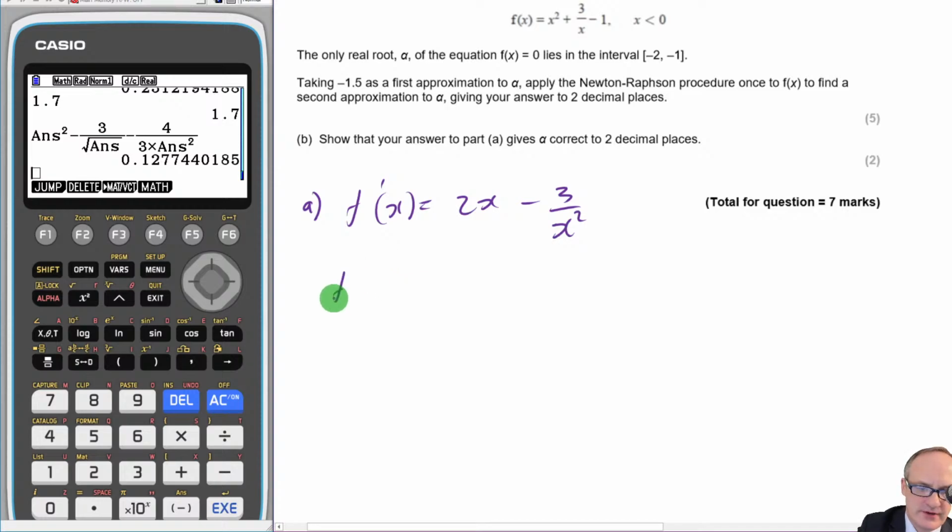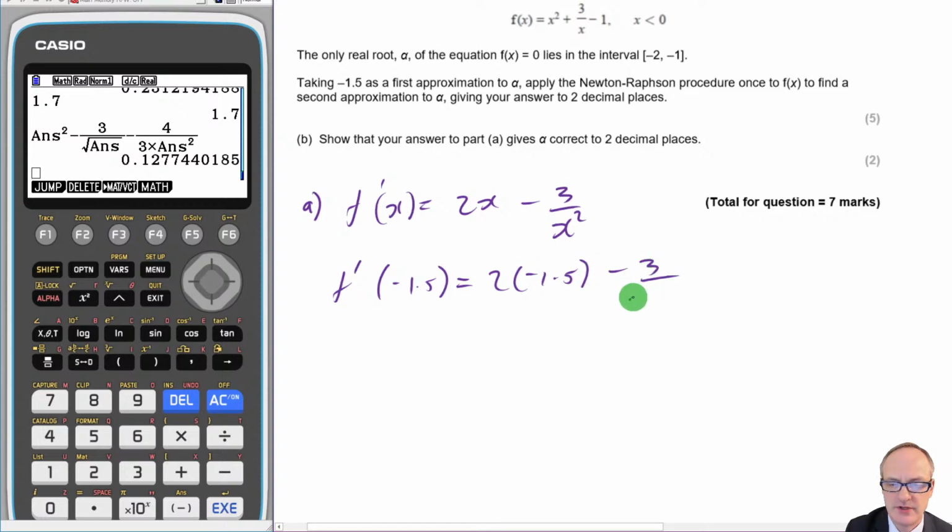Then we want to find f dashed of -1.5, because that's our first approximation. And that is going to be 2 times -1.5 minus 3 over -1.5 squared. And when we calculated that, we get -4.3 recurring comes out of the calculator. And f of -1.5 comes out to be -0.75.